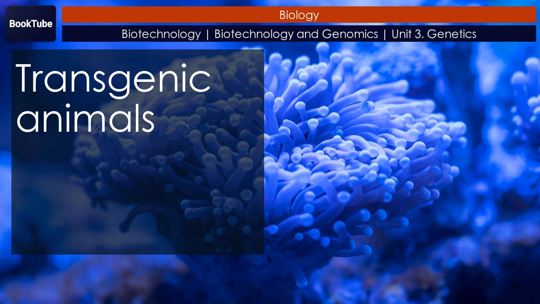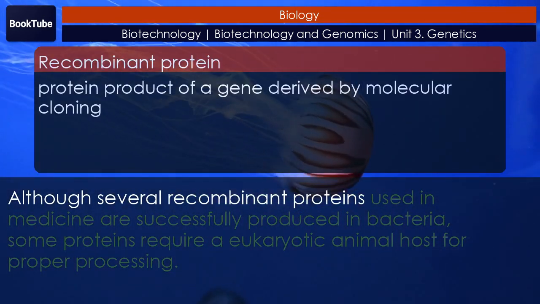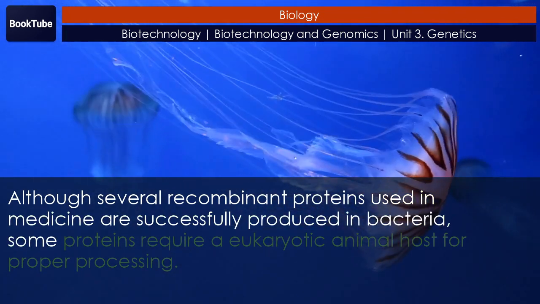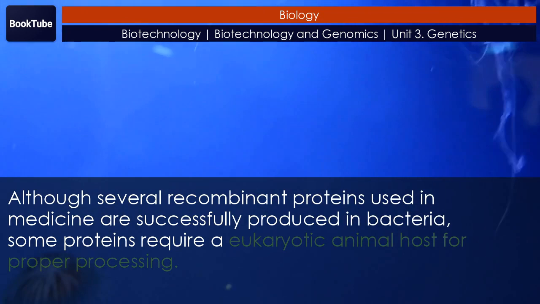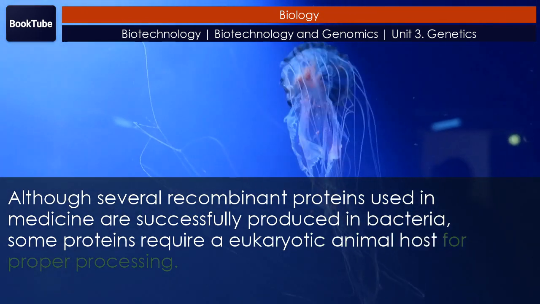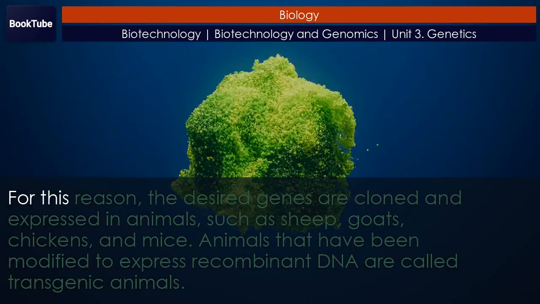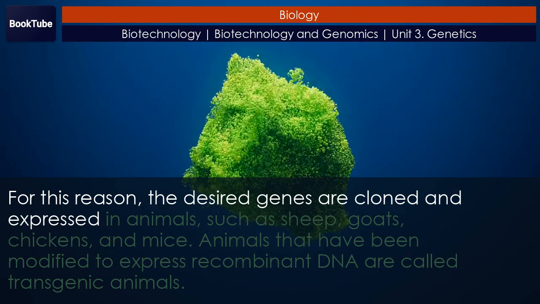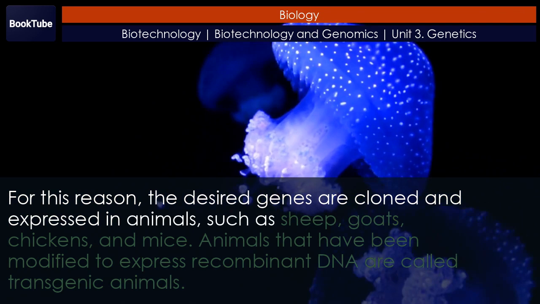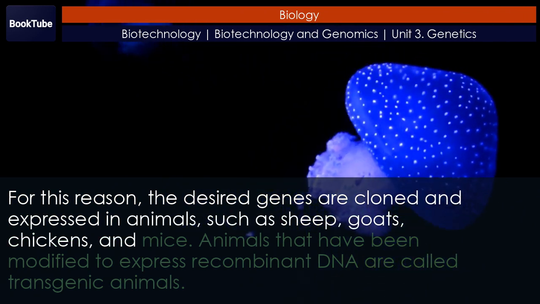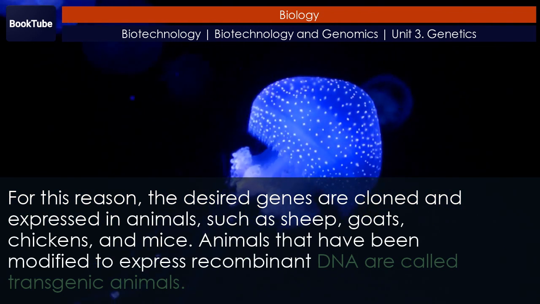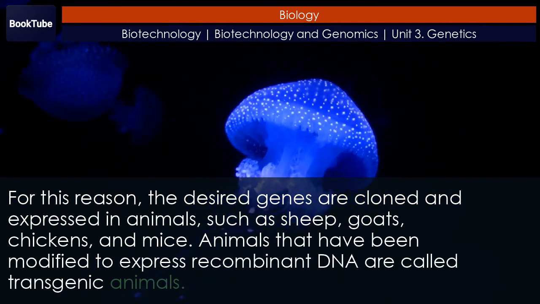Transgenic animals. Although several recombinant proteins used in medicine are successfully produced in bacteria, some proteins require a eukaryotic animal host for proper processing. For this reason, the desired genes are cloned and expressed in animals, such as sheep, goats, chickens, and mice. Animals that have been modified to express recombinant DNA are called transgenic animals.